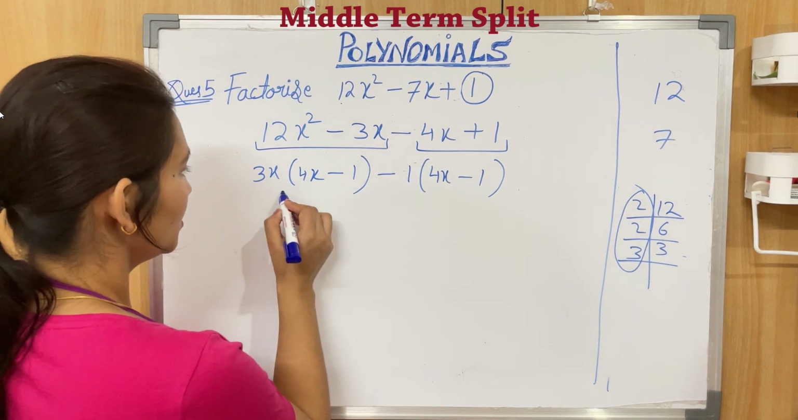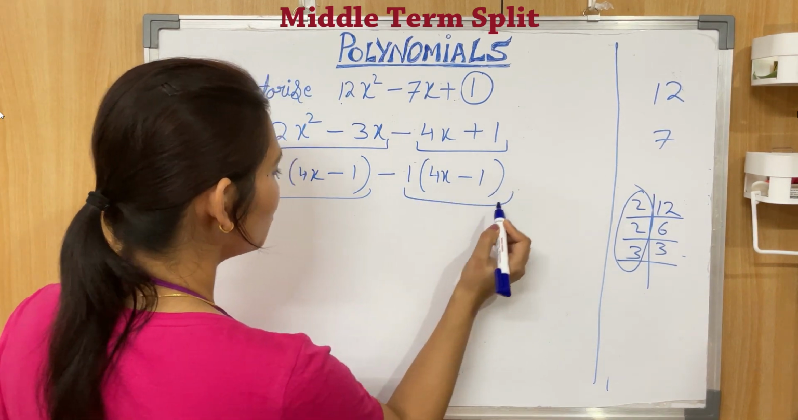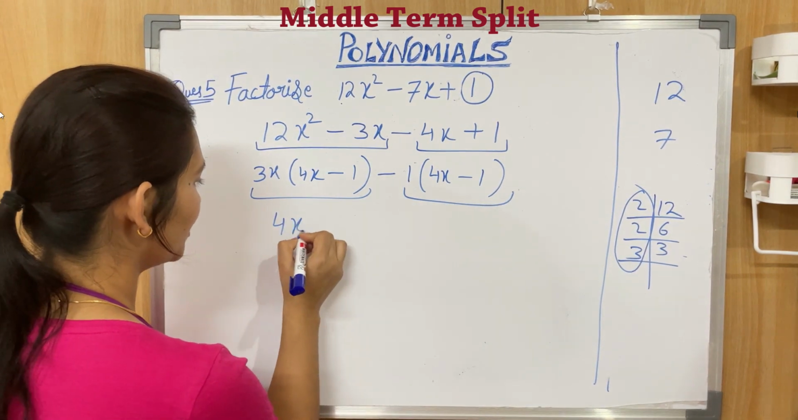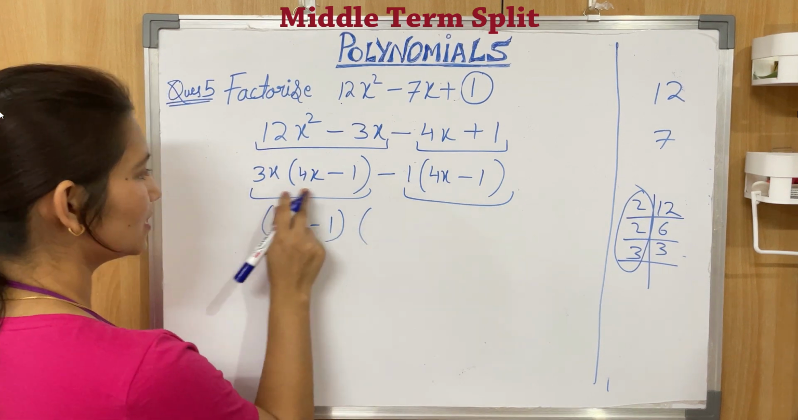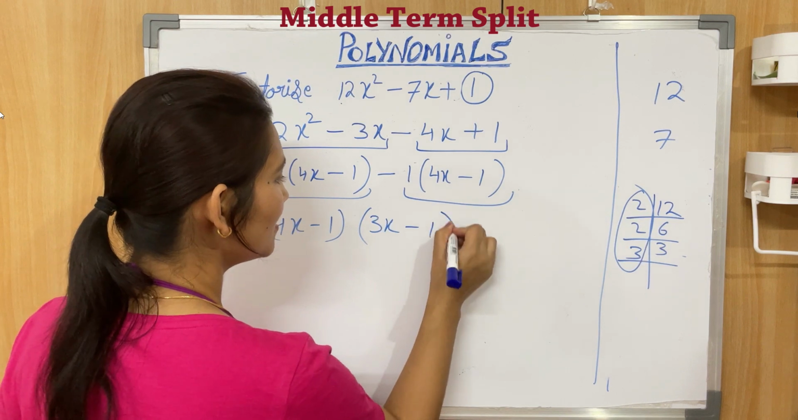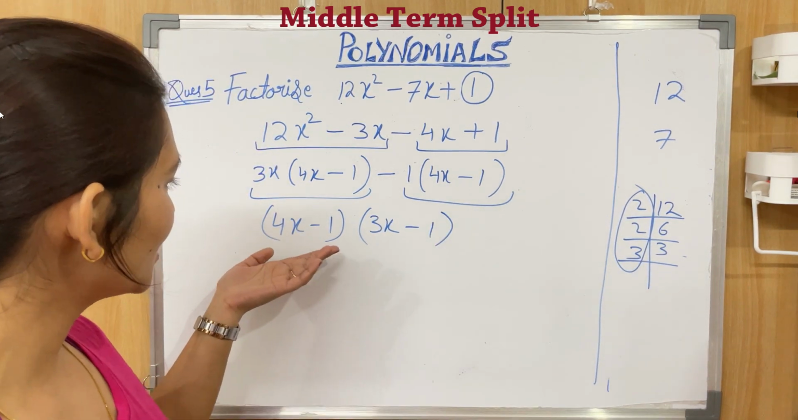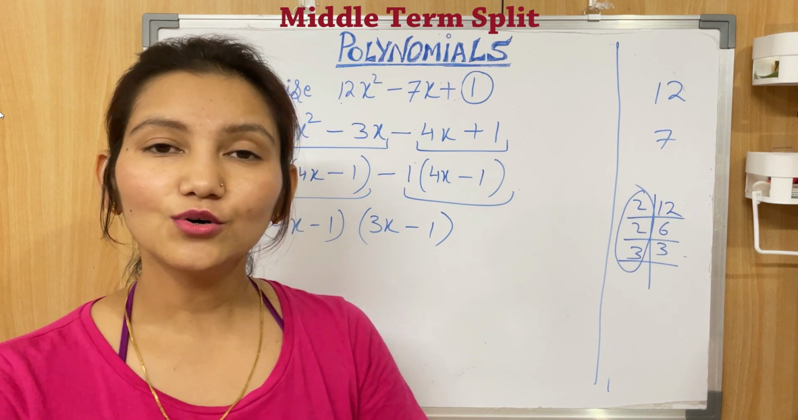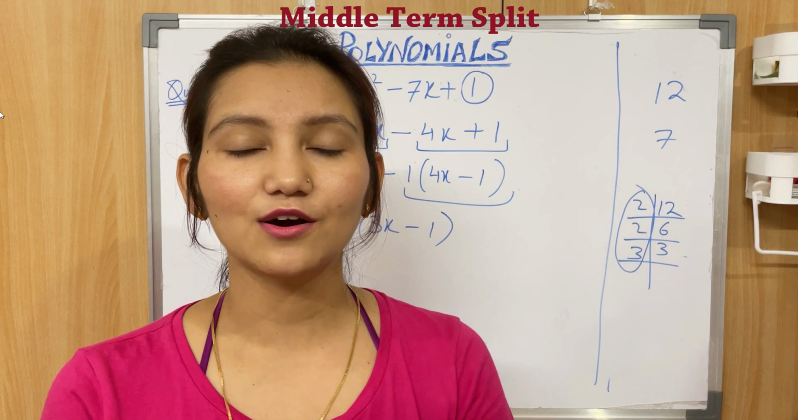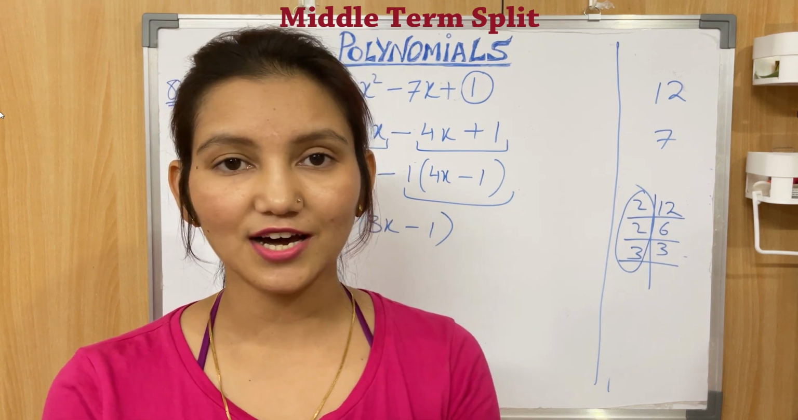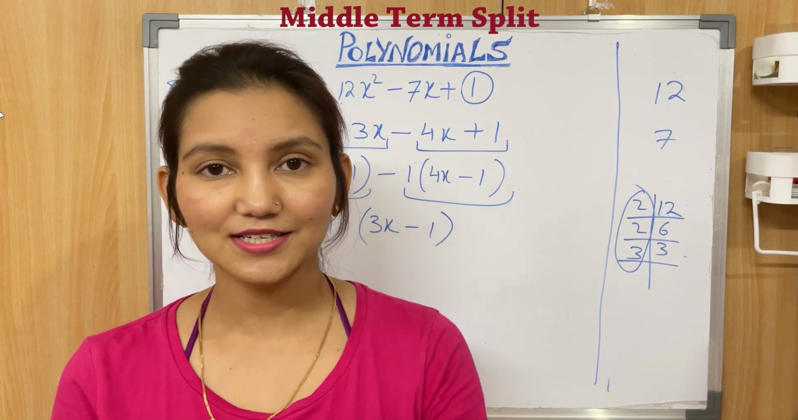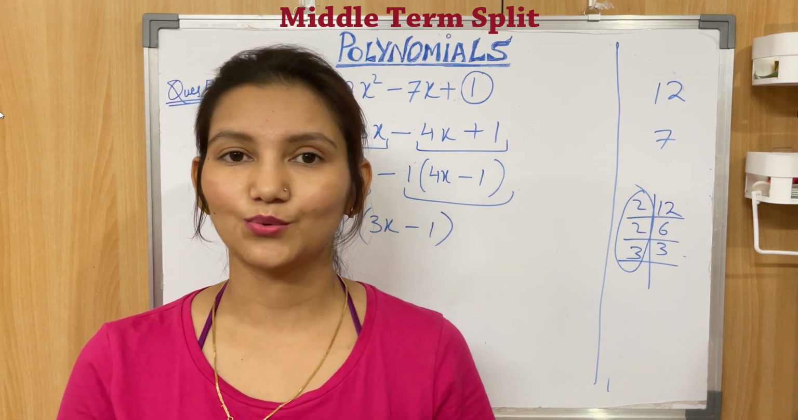Now the next step. You can see in both these terms 4x minus 1 is common. What we will do? We'll take it common, 4x minus 1 outside, and we are left with 3x minus 1. Now my two factors, 4x minus 1 and 3x minus 1, are the two factors. Isn't it simple? So middle term split is an easier way of solving quadratic equations which are in standard form. For such equations we are not going to use factor theorem, so you'll be using middle term split for all such equations, right?